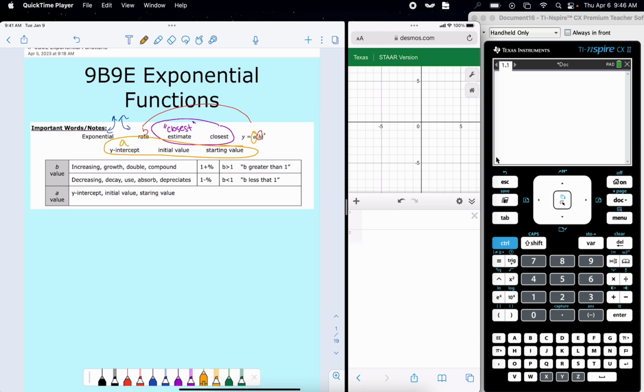So remember, when you are increasing, you are going up, and you're going to do 1 plus the percent. When you are decreasing, you are going down, and you're going to do 1 minus the percent. The words that mean y-intercept, initial value, and starting value are all going to mean your A value, which is in the y equals A(B)^x, the number that goes in front.